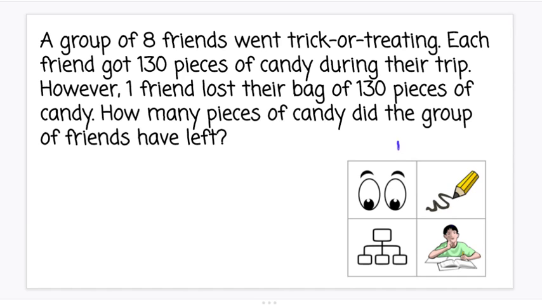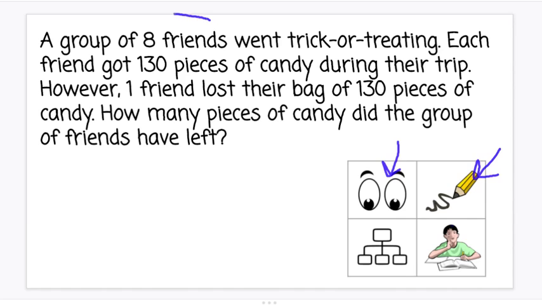Right, I'm going to read it twice, make sure I understand. A group of 8 friends went trick-or-treating. Each friend got 130 pieces of candy during their trip. However, one friend lost their bag of 130 pieces of candy. How many pieces of candy did the group of friends have left? Okay, now I can circle and underline important information.